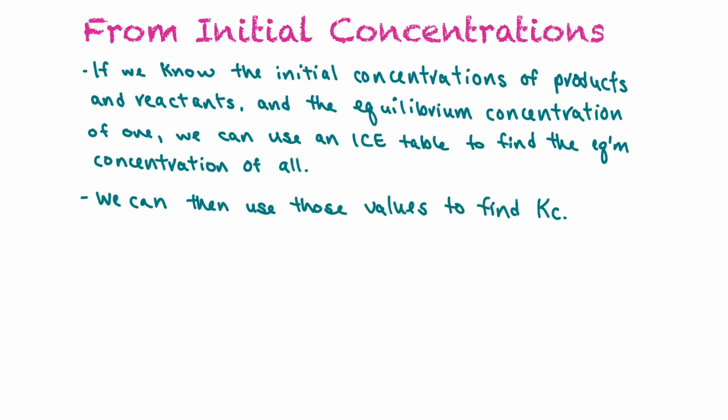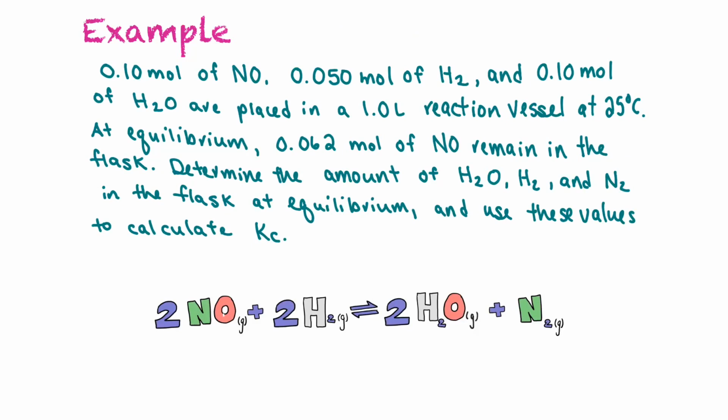Now, sometimes we don't know the equilibrium concentrations, but we can still find the equilibrium constant. If we know the initial concentrations of the products and reactants, and we know the equilibrium concentration of one of them, we can solve for the equilibrium constant by using what is known as an ICE table to find the equilibrium concentration of all the substances. And then we can use those values to find the equilibrium constant.